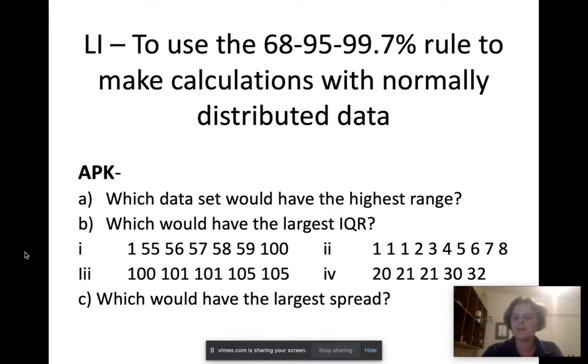Before we get started, I just want you guys to think about what you already know about spread of data. So have a look at these questions here. I've got a few data sets below there. Just think about which one would have the highest range, which one would have the largest interquartile range, or IQR. And then the last part, part C, could be a couple of answers there, but which would you say has the largest spread from those data points? There could be more than one way of answering that one. So pause, have a think. Check that you know what I'm talking about when I'm talking about spread of data.